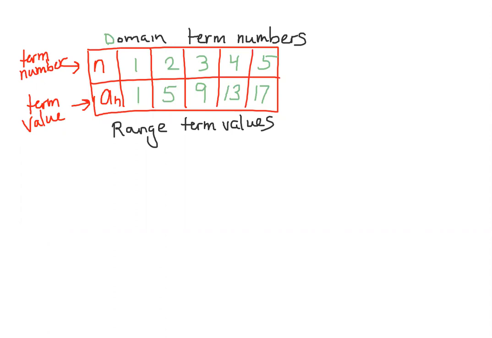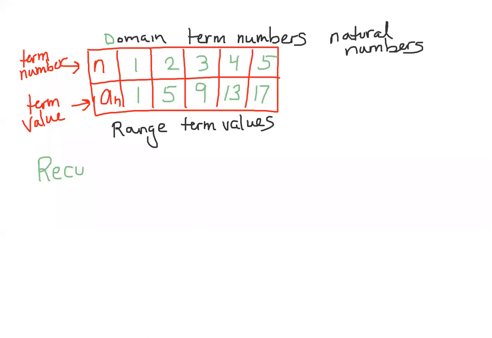So in an infinite set, the domain is the set of all natural numbers, which is 1, 2, 3, 4, 5, up to infinity.